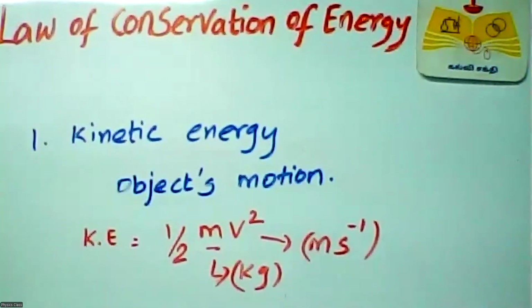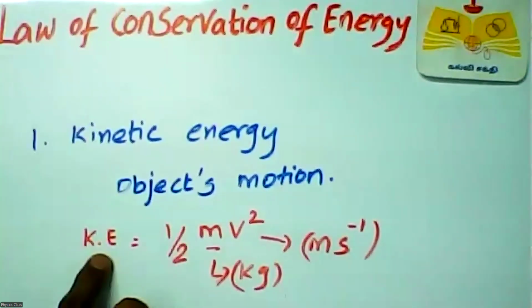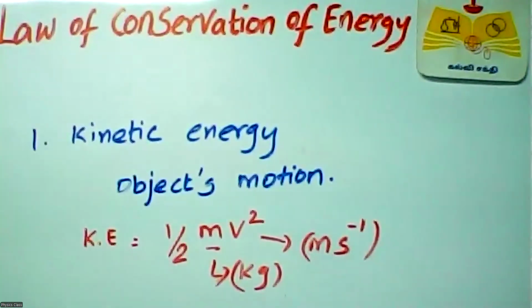So here we can infer that kinetic energy is directly proportional to velocity. The faster you go, the more kinetic energy you have. And the slower you go, the less kinetic energy you have. It is clear. This is kinetic energy.